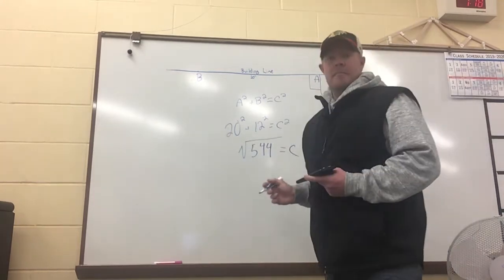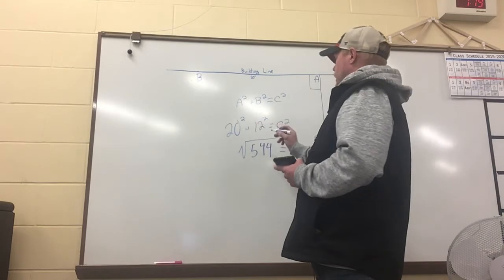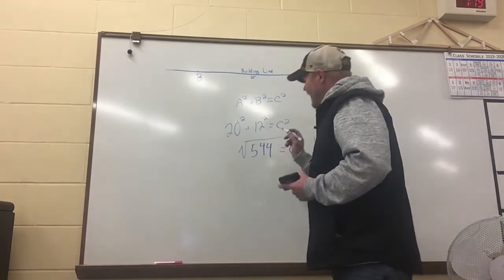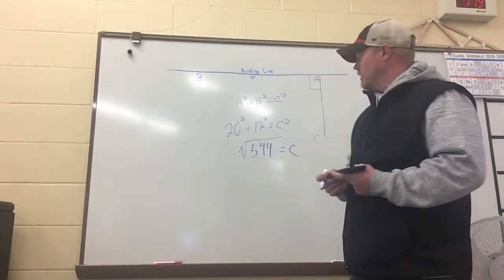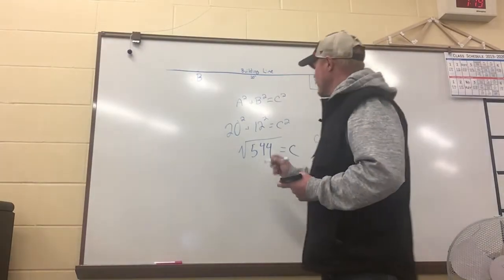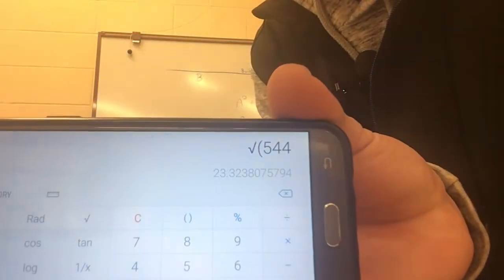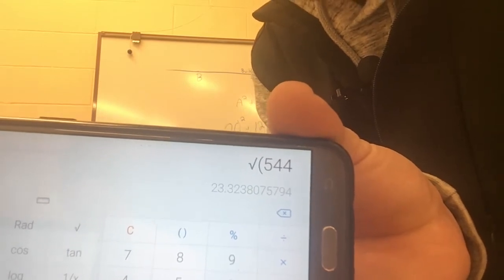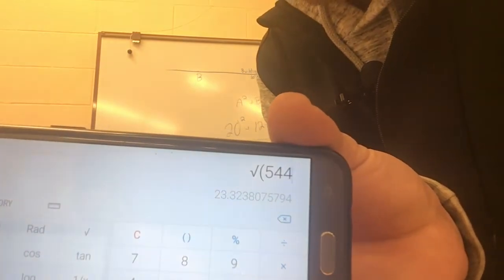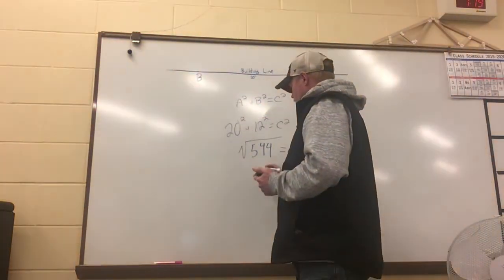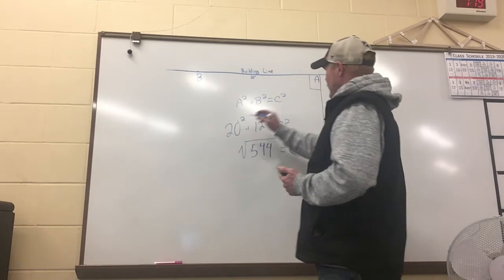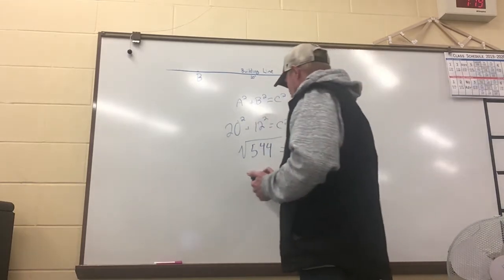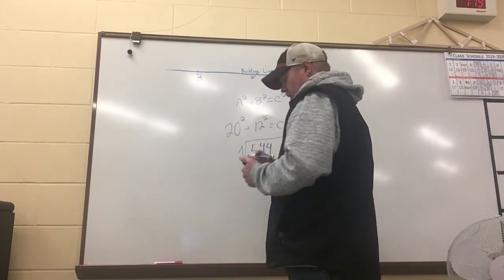So now when I do that math, I figure out 20 squared plus 12 squared. That gives me 544, excuse me. Find the square root of 544. I have 23.3238075794. So that tells me that my diagonal is 23.